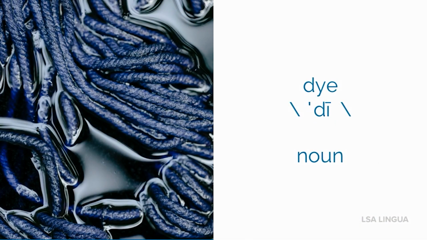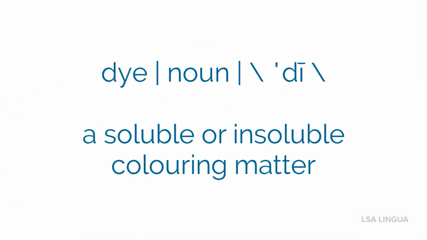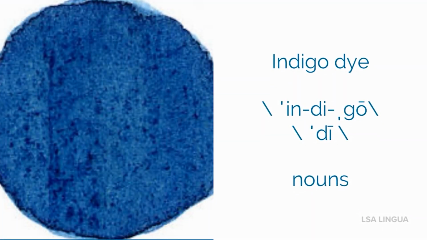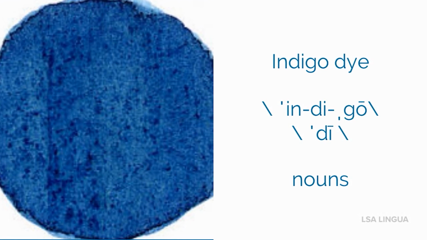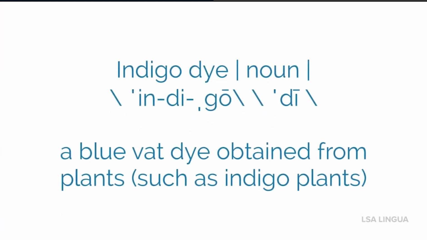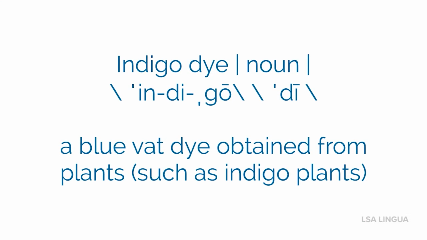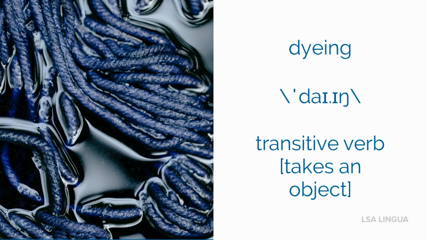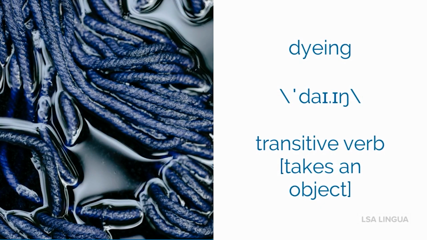Dye, noun. Dye is a soluble or insoluble coloring matter. Indigo dye, noun. Indigo is a blue vat dye obtained from plants, such as the indigo plant. Dyeing, verb, transitive verb.